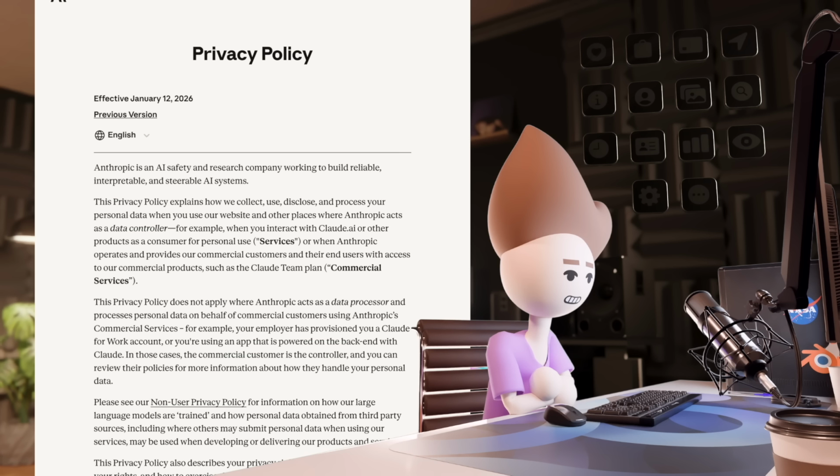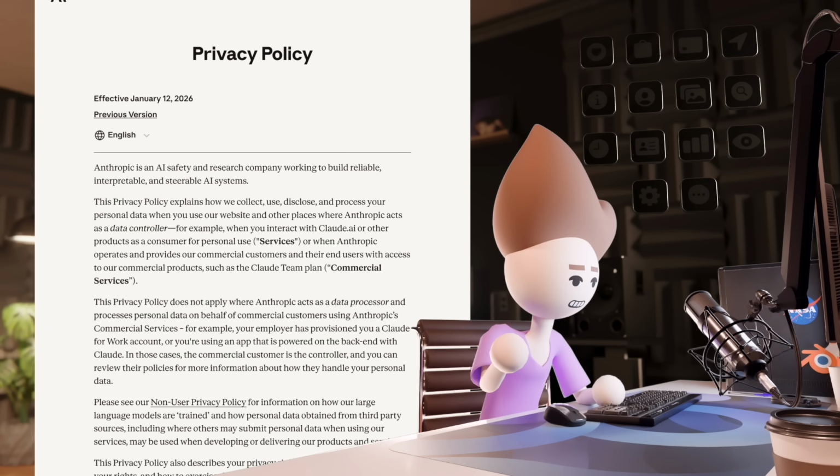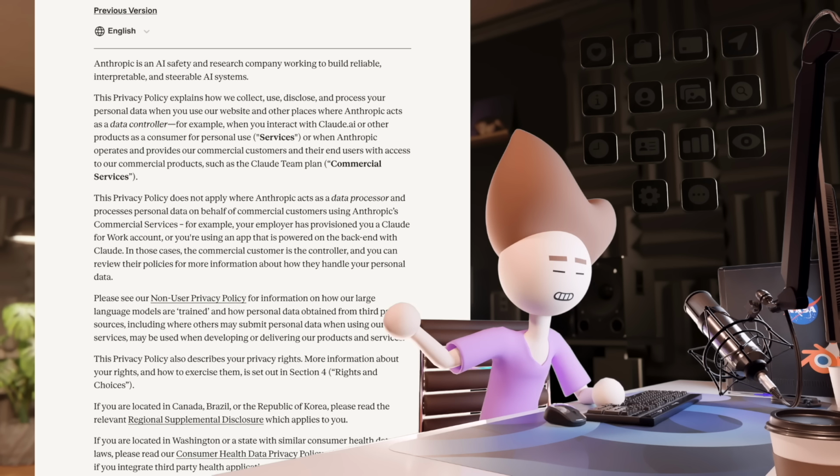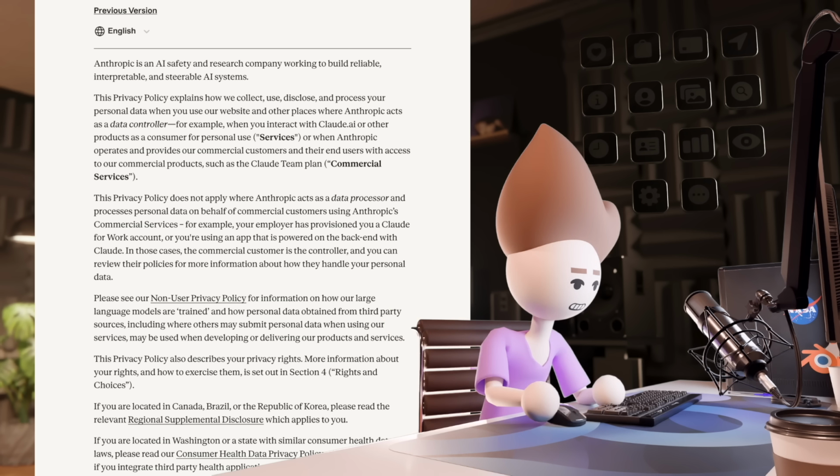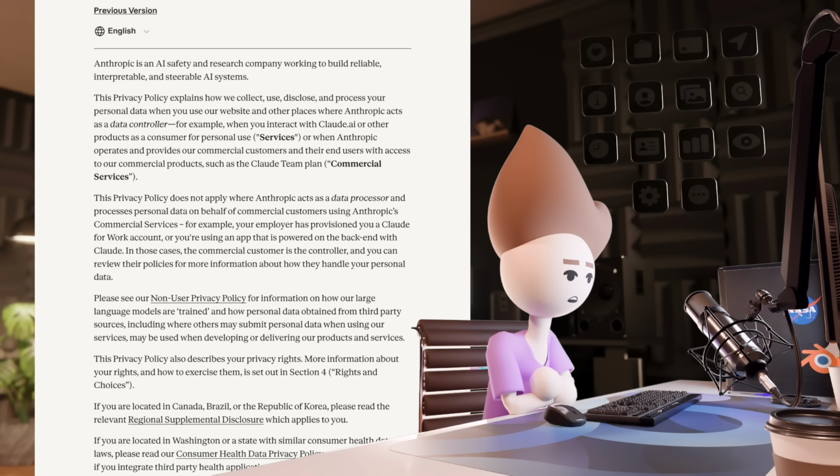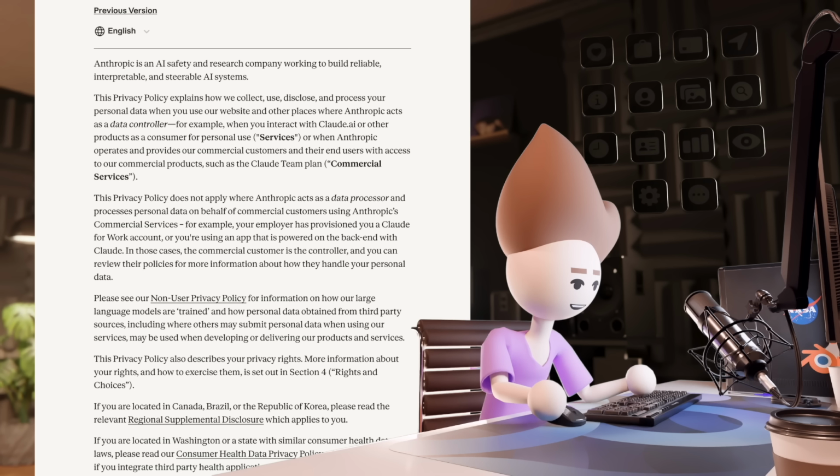Commercial services are kind of what I was talking about with the business things. This privacy policy does not apply where Anthropic acts as a data processor and processes personal data on behalf of commercial customers using Anthropic's commercial services. For example, your employer has provisioned you a Claude for Work account, or you're using an app that is powered on the back end with Claude. In those cases, the commercial customer is the controller, and you can review their policies for more information on how they handle your personal data.